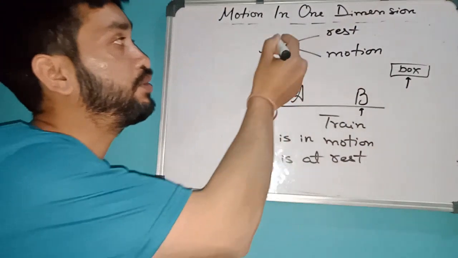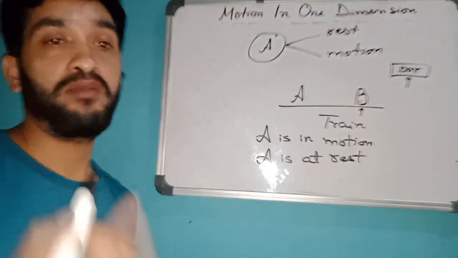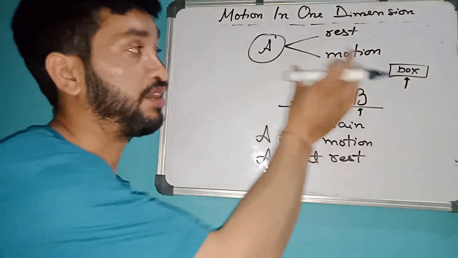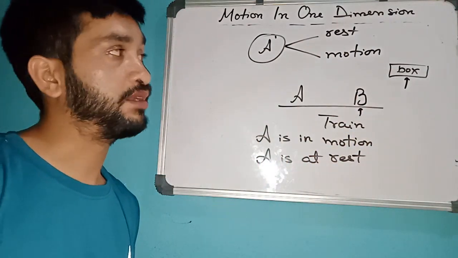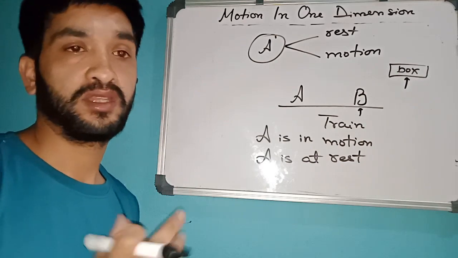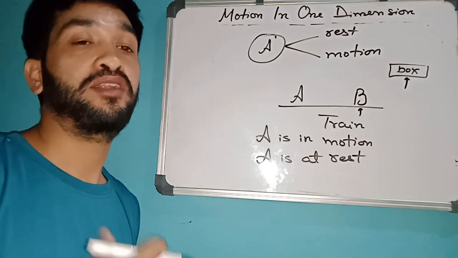So that is what I said. Same body can be at rest, same body can be in motion, but it depends on the reference point taken. Clear? That much is the importance of reference point in physics. I hope now it is clear how to define rest and motion.